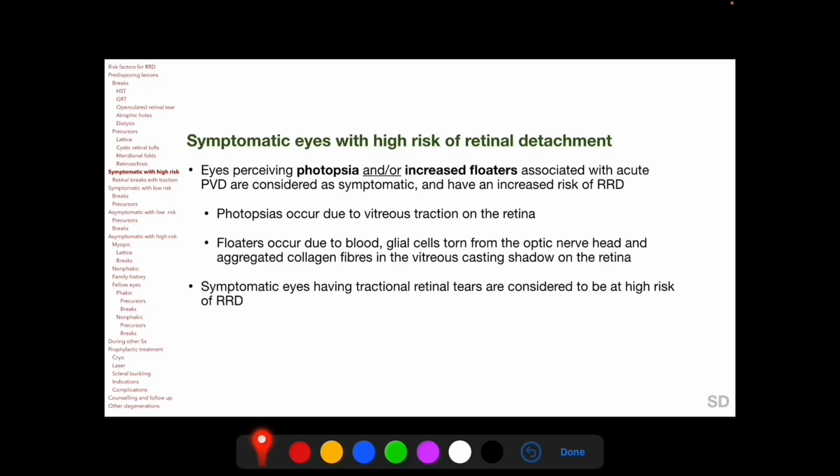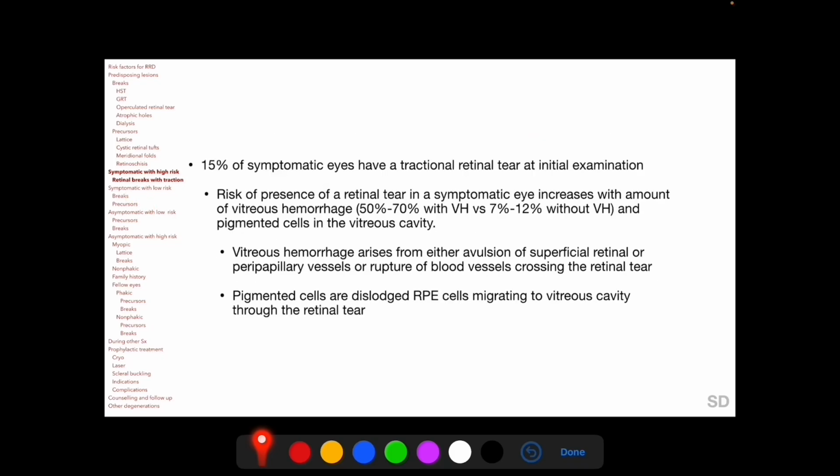But as we shall see later, in the absence of tractional retinal tears, symptomatic eyes with acute PVD do not require prompt prophylactic treatment even in the presence of non-tractional retinal breaks or precursor lesions. Only 15% of symptomatic eyes have been found to have a tractional retinal tear at initial examination, but the risk of presence of retinal tear in a symptomatic eye increases with the presence of vitreous hemorrhage, including its amount, and also the presence of pigmented cells in the vitreous cavity, and this is very important to remember.